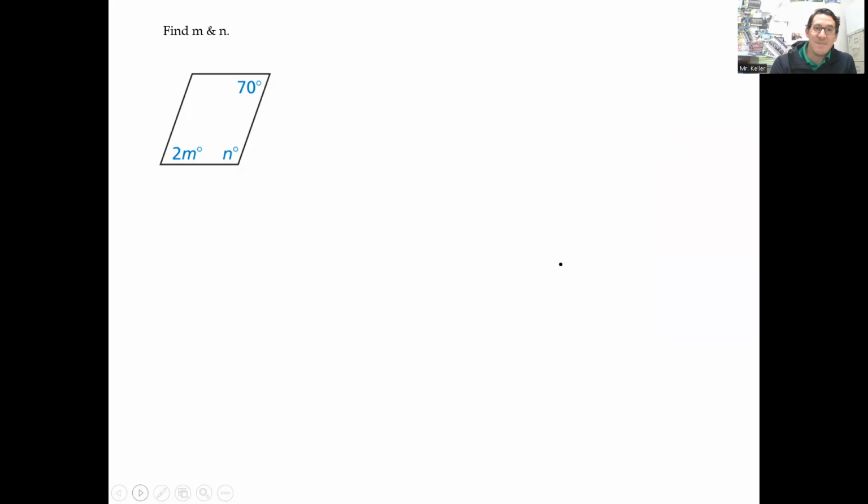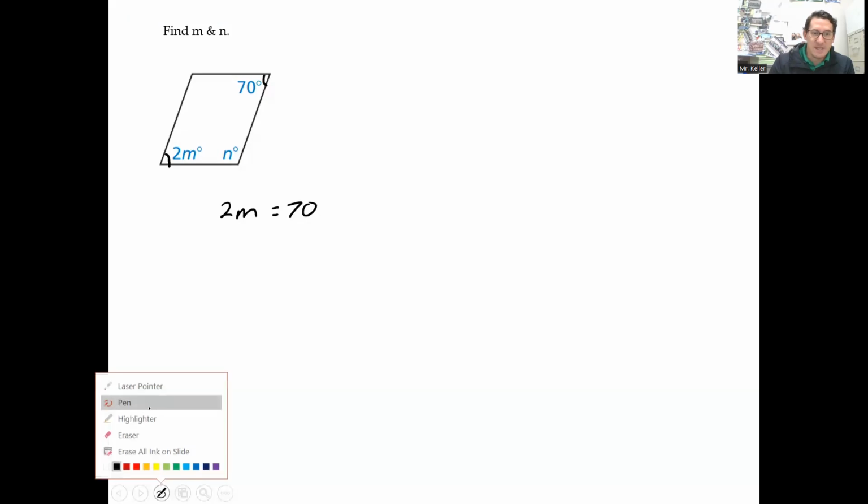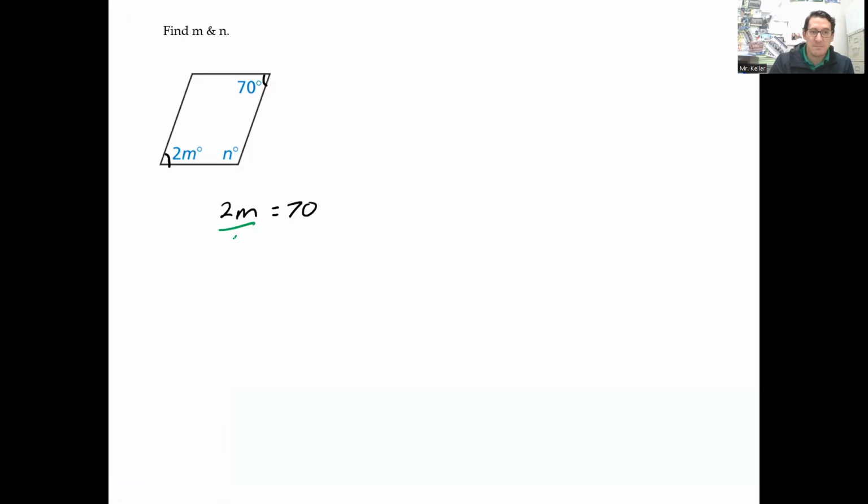So we want to find M and N. If we're looking at this, there's actually two ways we can go about it. We can use the fact that this angle, 2M and 70 are equal. Why don't we go ahead and do that? So 2M is equal to 70. Since they are opposite each other, they are congruent. And then you just need to solve that equation for M. The 2's here cancel out. You get M is equal to 35.